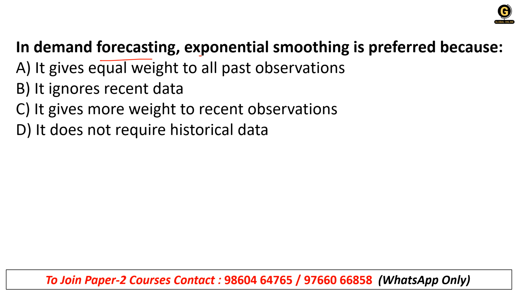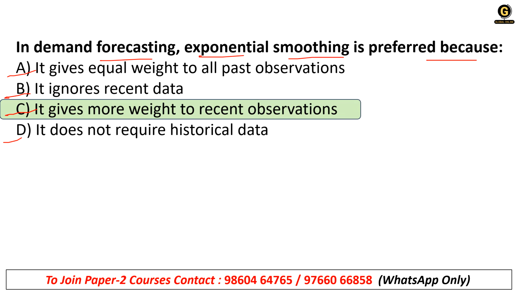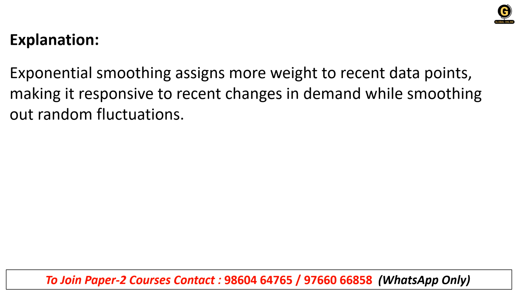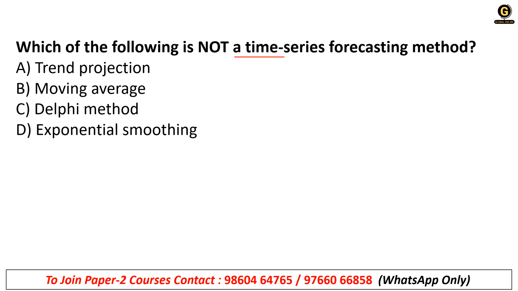In demand forecasting, exponential smoothing is preferred because A, it gives equal weight to all past observations. B, it ignores recent data. C, it gives more weight to recent observations. And D, it does not require historical data. What will be the right answer? The right answer is option C. It gives more weight to recent observations. So exponential smoothing is preferred because it gives more weight to recent observations. Why? Because it makes it responsive to recent changes in demand while smoothing out random fluctuations. So exponential smoothing assigns more weight to recent data points. This is the reason.